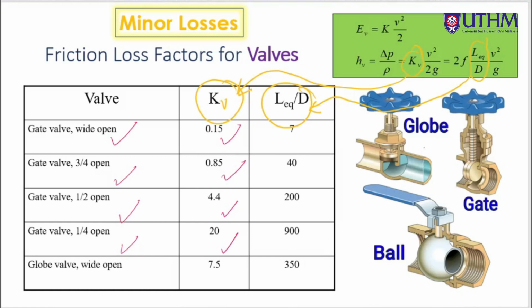Okay, so it also depends on the type of valve as I mentioned here. So this one is for a gate valve, which is this one. So the value might be different if let's say the system is using a different type of valve condition. Alright.